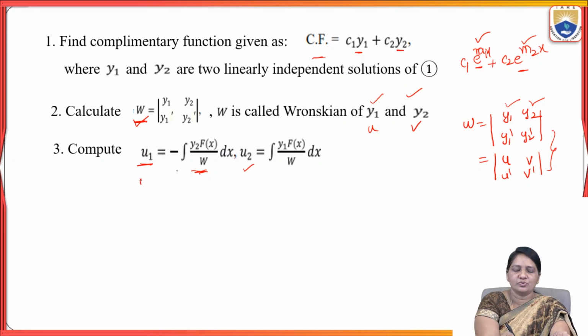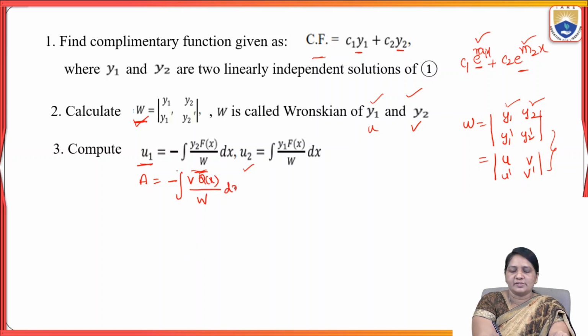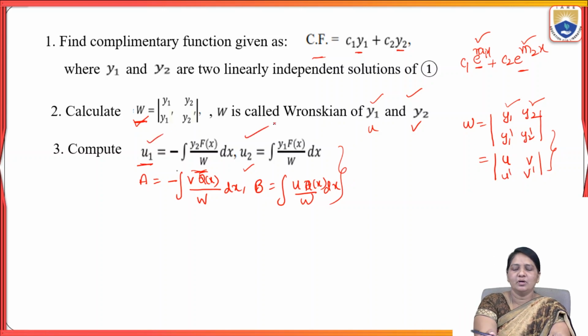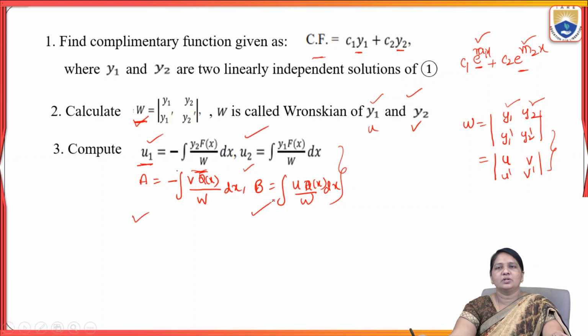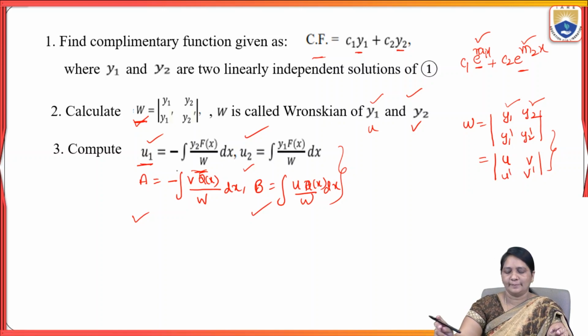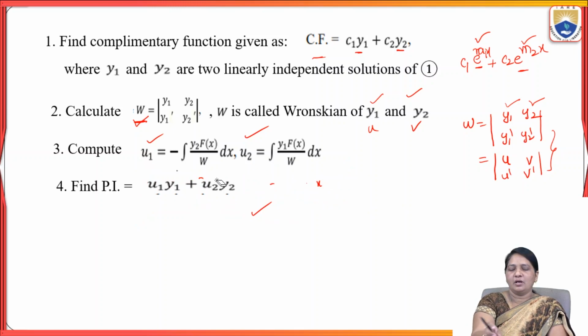In some notations we show A equals minus integral v into f of x, nothing but q of x, both are the same. So v into q of x by W into dx, and B equals integral u into f of x, or q of x, by W into dx. These both values are the same. Here we are denoting with u1 and u2, and here we are denoting with A and B. So there is no difference. We are using these formulas to calculate the constants.